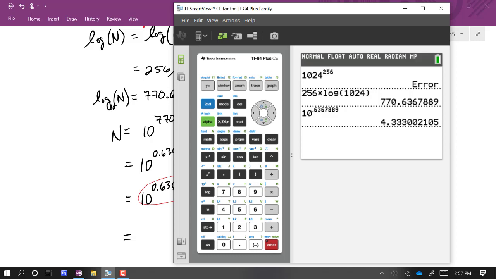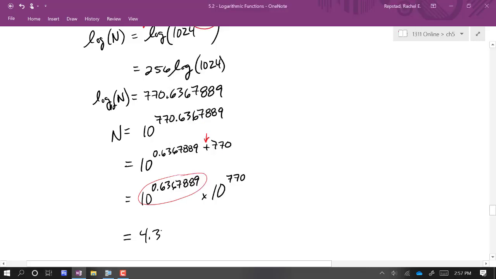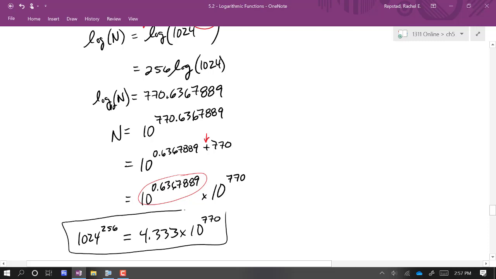And only here am I going to do any rounding, right? So I'm going to take it out. I guess I'll use maybe 4 significant digits, so 4.333 times 10 to the 770. That's our value of n. That is 1024 to the 256th power. And that's in scientific notation.